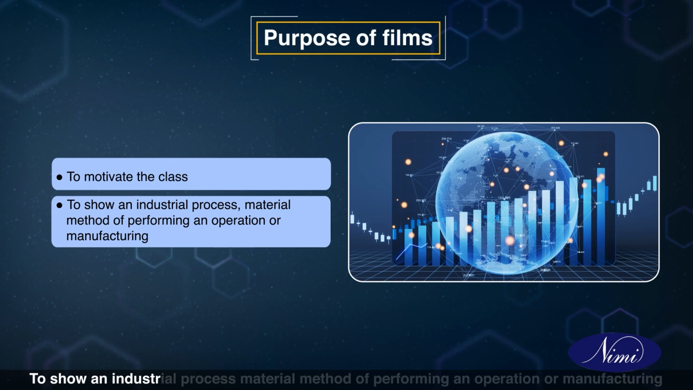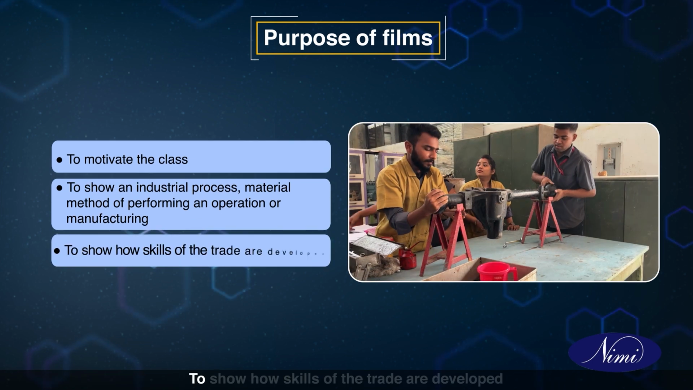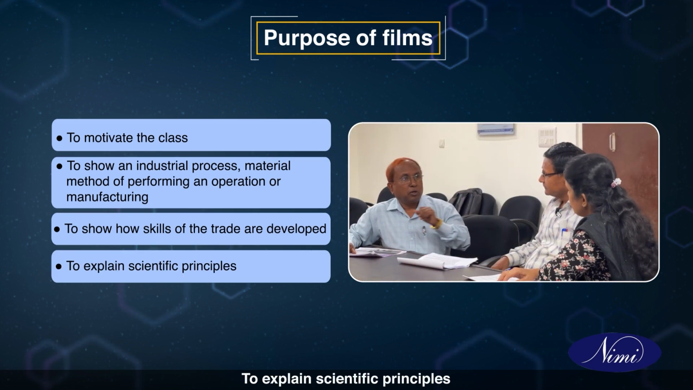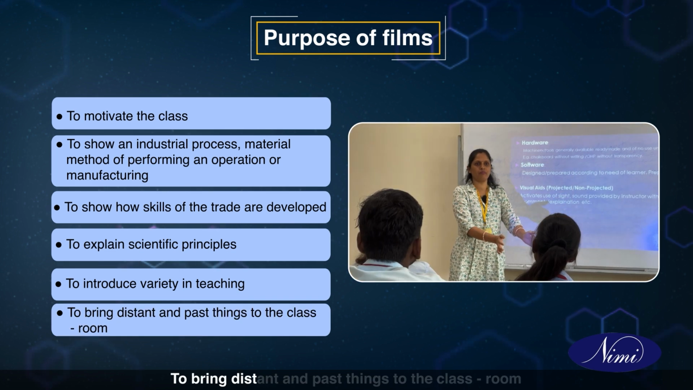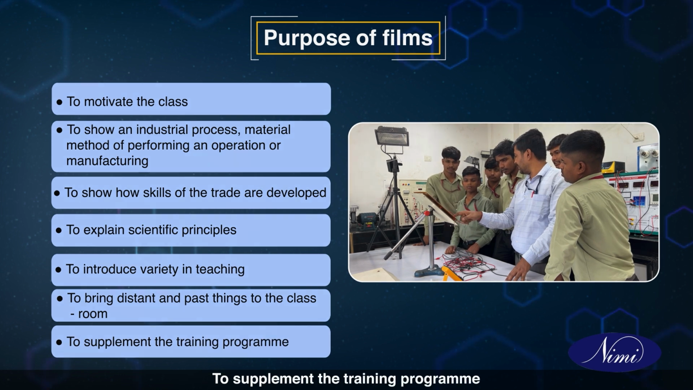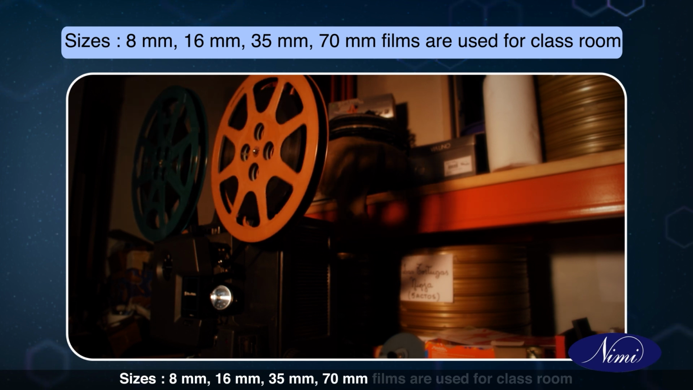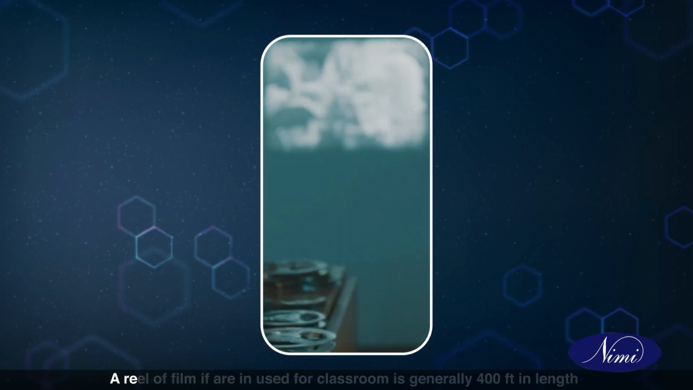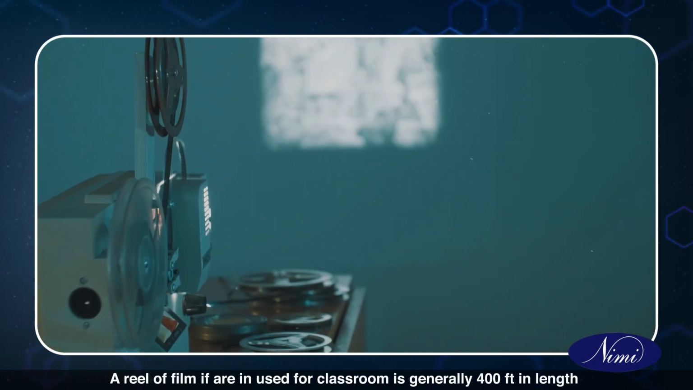To show an industrial process, material, method of performing an operation or manufacturing. To show how skills of the trade are developed. To explain scientific principles. To introduce variety in teaching. To bring distant and past things to the classroom. To supplement the training program. Sizes: 8 mm, 16 mm, 35 mm, 70 mm films are used for the classroom. A reel of film, if used for the classroom, is generally 400 feet in length.